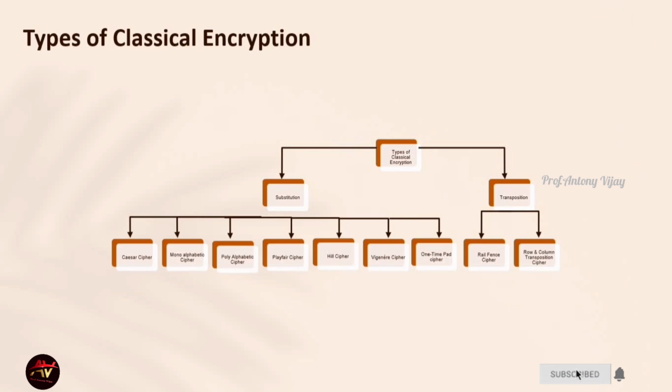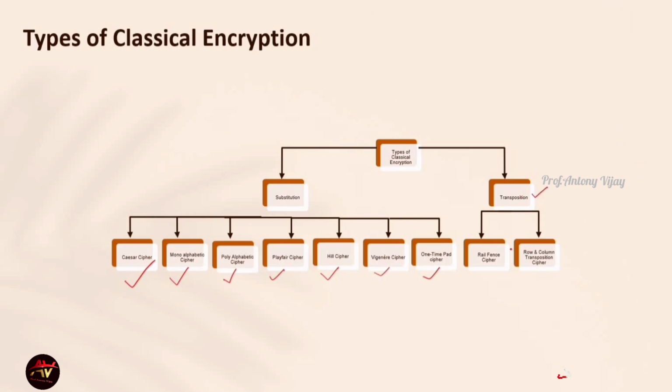Let's see about the types of classical encryption. When I talk about types, there are two different types. One is substitution techniques, the other one is transposition techniques. Under substitution techniques, there are 7 different types. The first is Caesar Cipher, the second is Monoalphabetic Cipher, the third is Polyalphabetic Cipher, the fourth is Playfair Cipher, the fifth is Hill Cipher, the sixth is Vigenere Cipher, and the last one is one-time pad. And the next one is transposition technique.